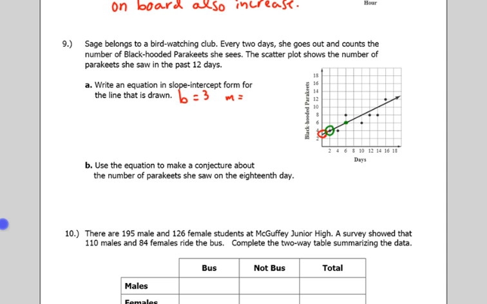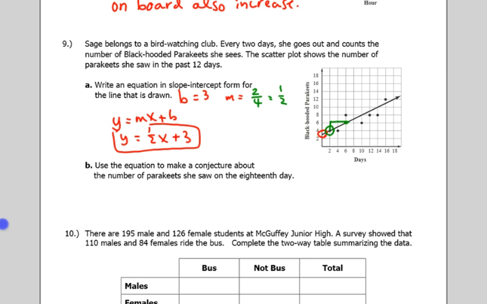So rise over run, I would go up from 4 to 6, that's 2, and then over from 2 to 6, that's 4. So up 2 over 4. So my slope is 1/2. So my equation is y equals mx plus b. So y equals 1/2 x plus 3 is my equation.